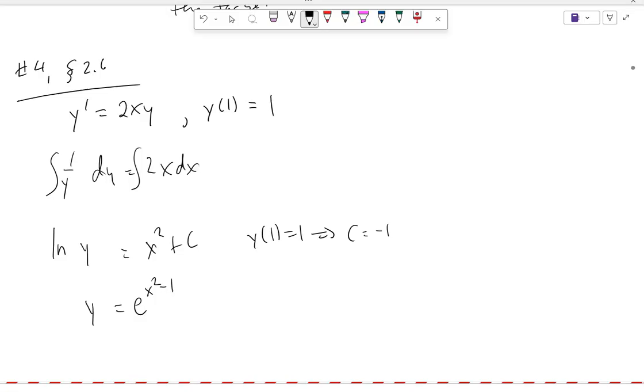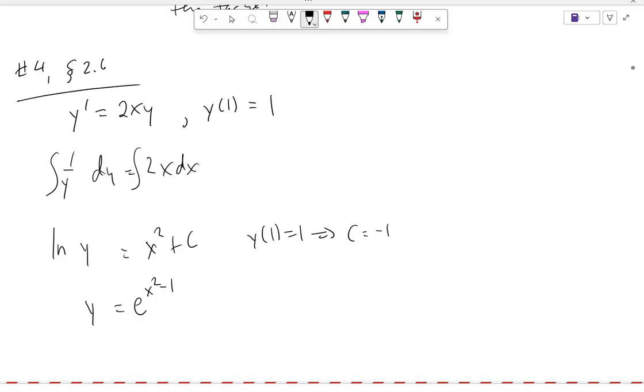You should be able to check that that satisfies the original initial value problem. Certainly it satisfies the initial condition. If I put 1 in for x, I get e to the 0, which is 1. If I differentiate the right-hand side, I would get a 2x e to the x squared minus 1, and e to the x squared minus 1 is y. So I get a 2xy.